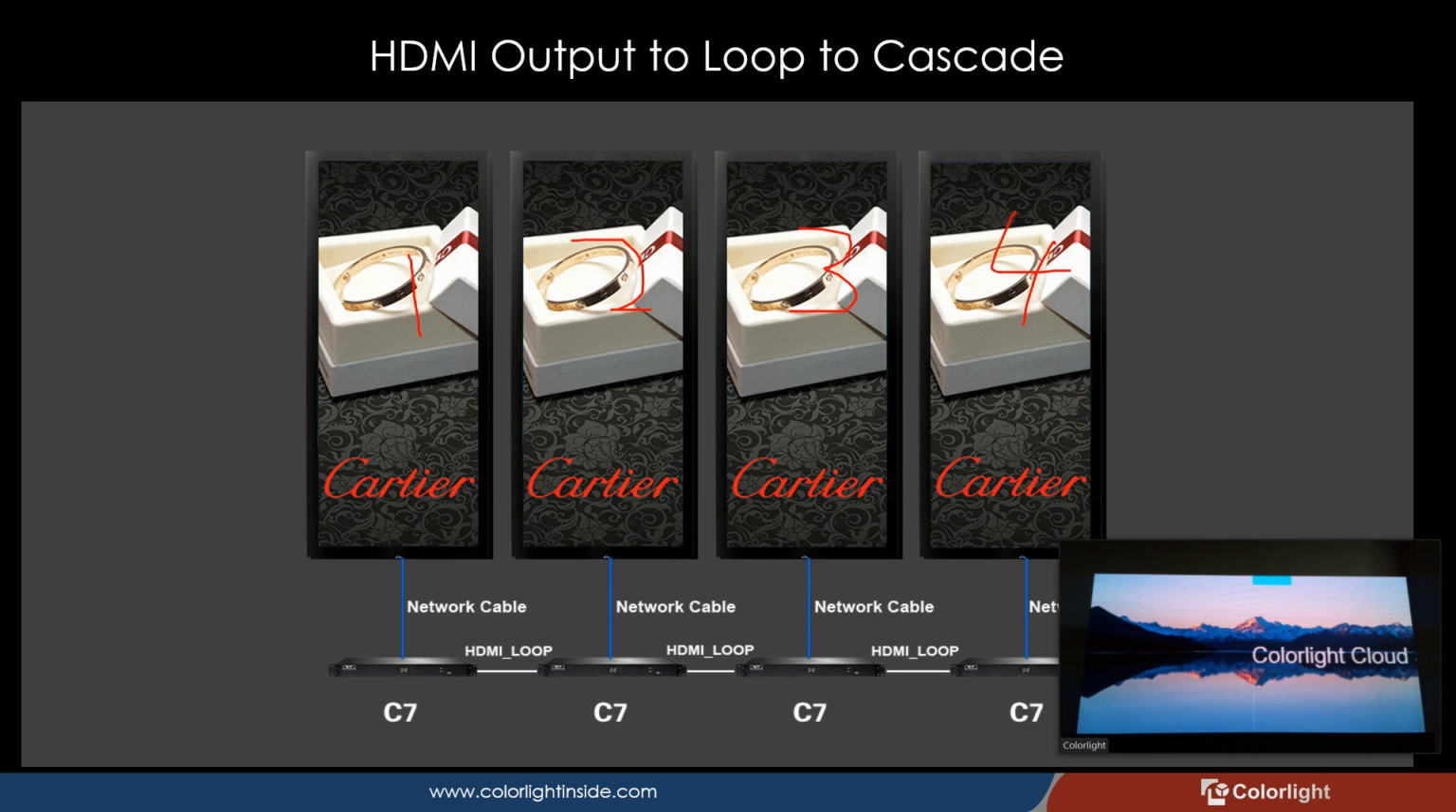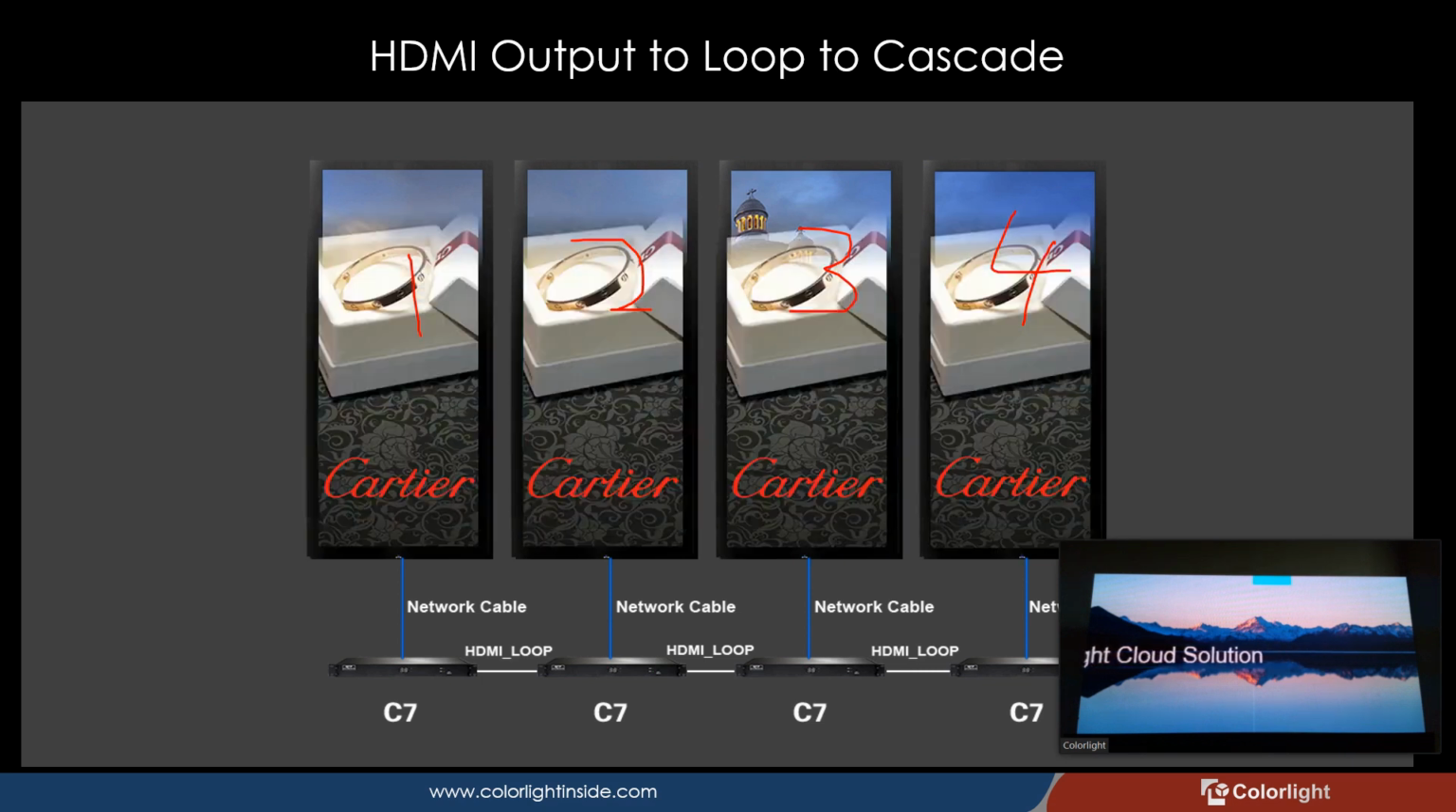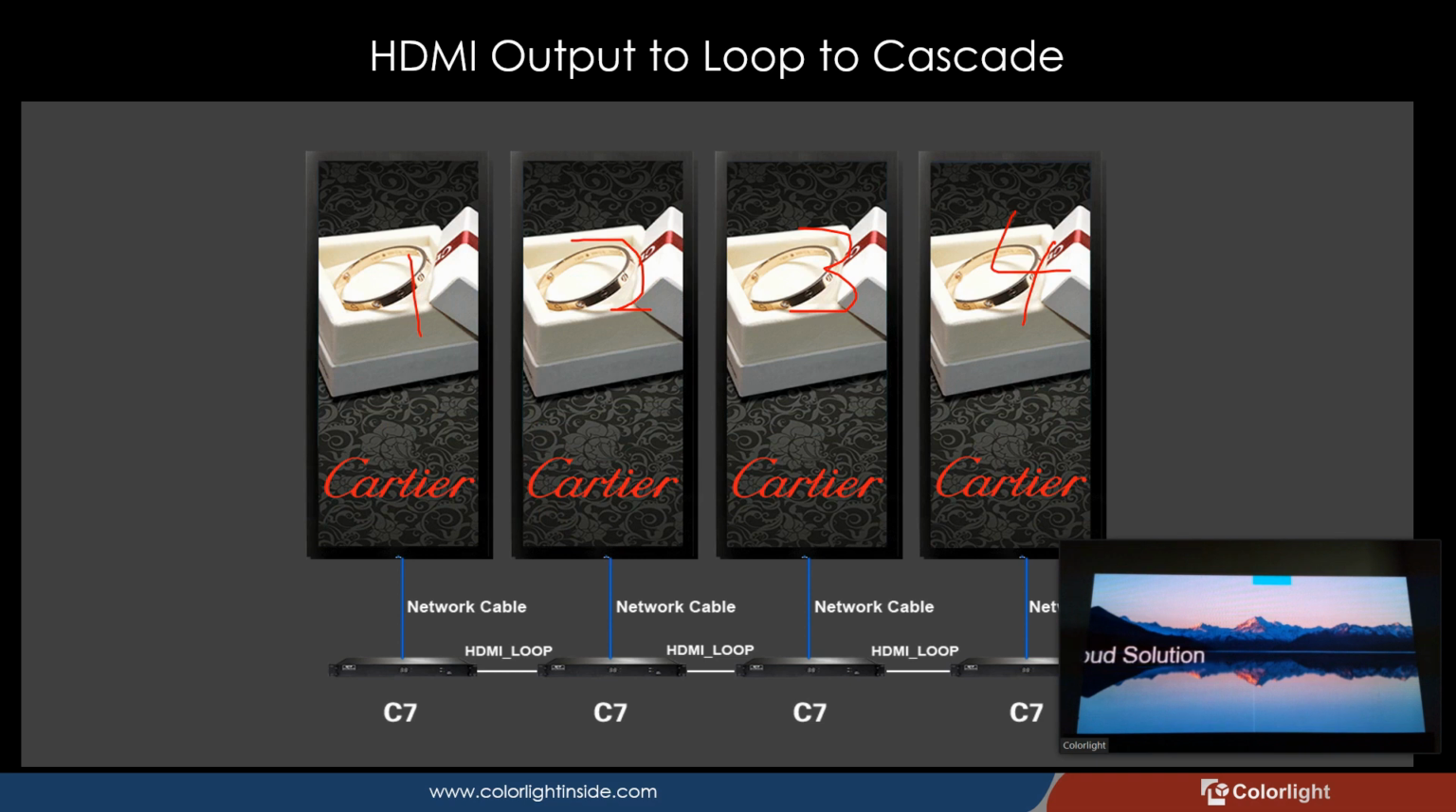Okay, let's see the difference again. The first one, one whole picture. The second one, 4 same pictures on the screens. So the HDMI output is designed to loop for cascading. Above is the introduction of the hardware, the C player.